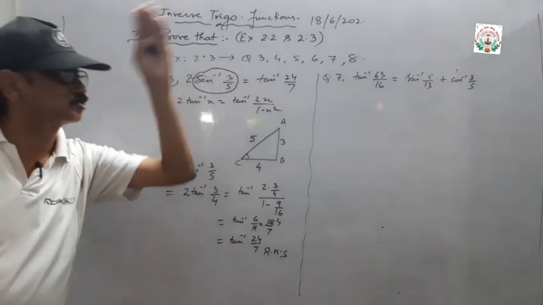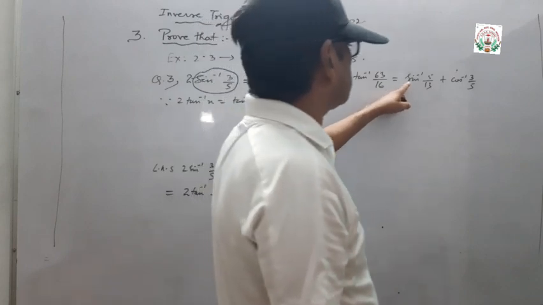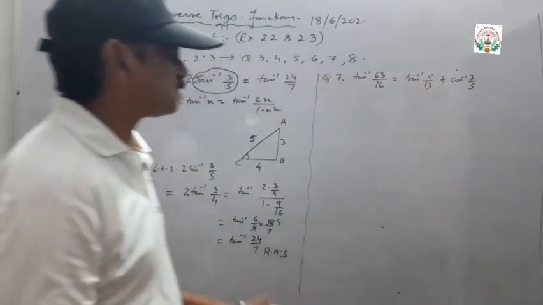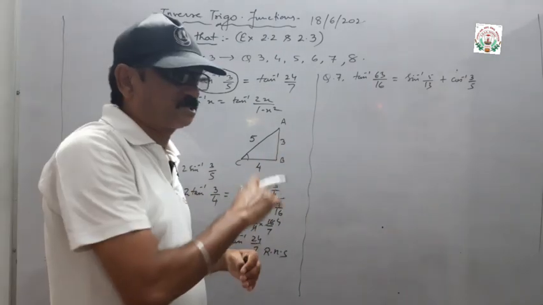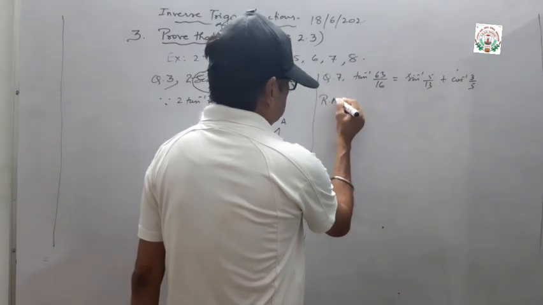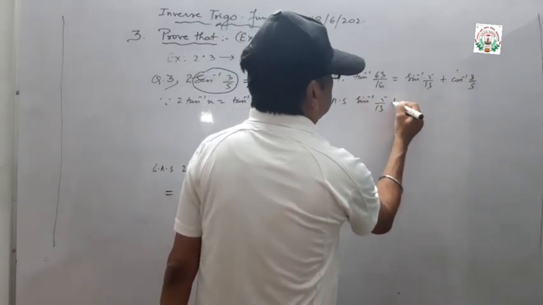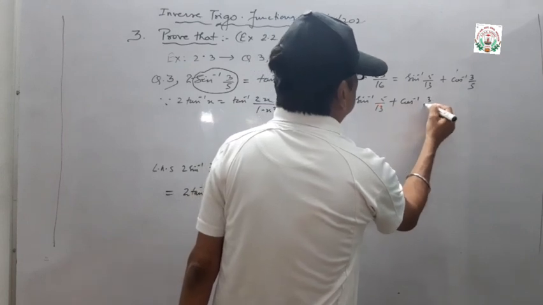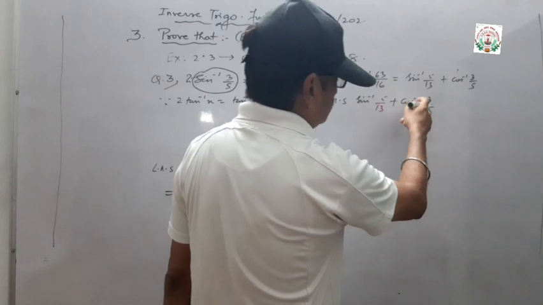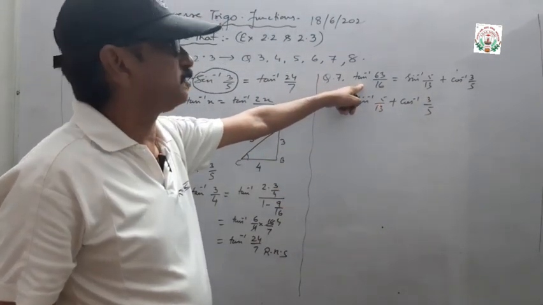Now comes the question number 7. Tan inverse of 63 by 16 equals to sin inverse of 5 by 13 plus cos inverse of 3 by 5. इसे हमें RHS से LHS सॉल्व करना ज्यादा आसान पड़ेगा. तो RHS जब मैं इसको स्टार्ट करूं तो sin inverse of 5 by 13 प्लस cos इनवर्स ऑफ 3 by 5. अब इसे मैं tan में चेंज करूंगा, इसे भी tan में चेंज करूंगा क्योंकि LHS में है tan इनवर्स.